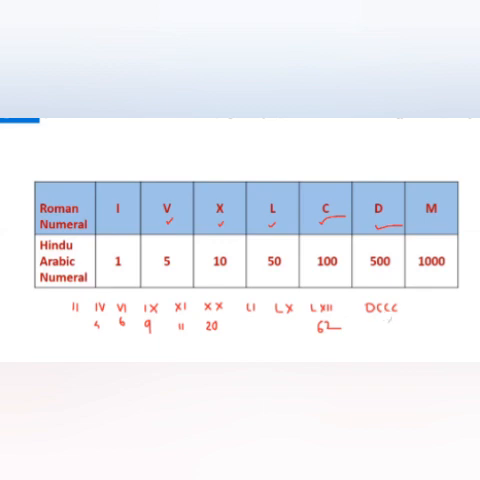Okay. Then 836. How to make 36? To get 30, what should we do? 3 times 10, right? 3 times 10 is written. So this is 3 times 10. Okay. Then the 6 symbol is VI. This is 36. Then the 1000 symbol is M. This is the 1000 symbol.